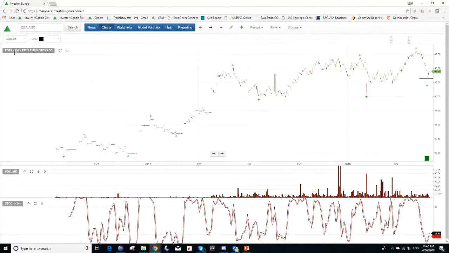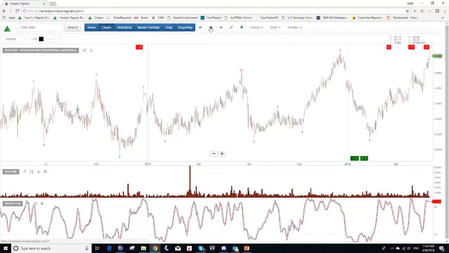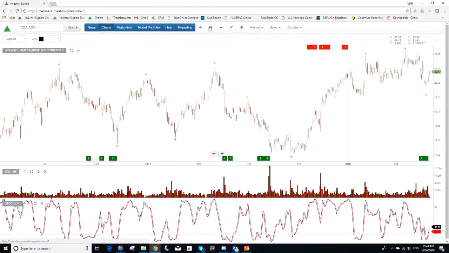Last week, we had a buy signal in the ETF, which is the Euro Stoxx 50. So keep an eye on that. We're supported around 62.67. Growth Point not doing there at present.